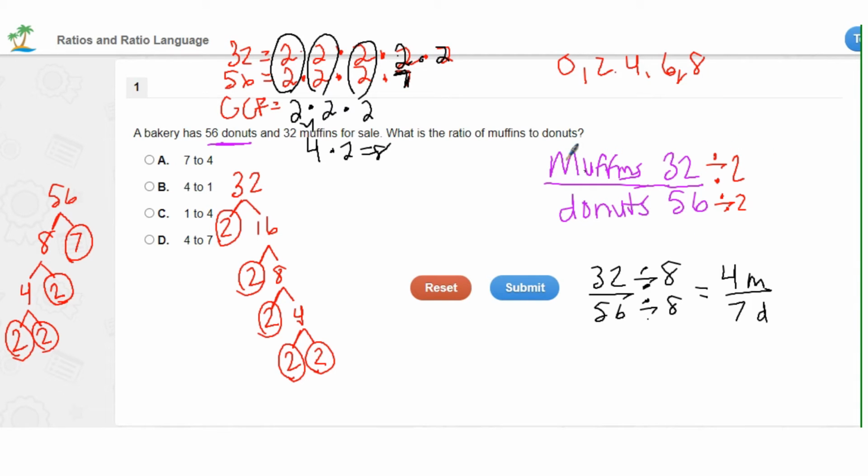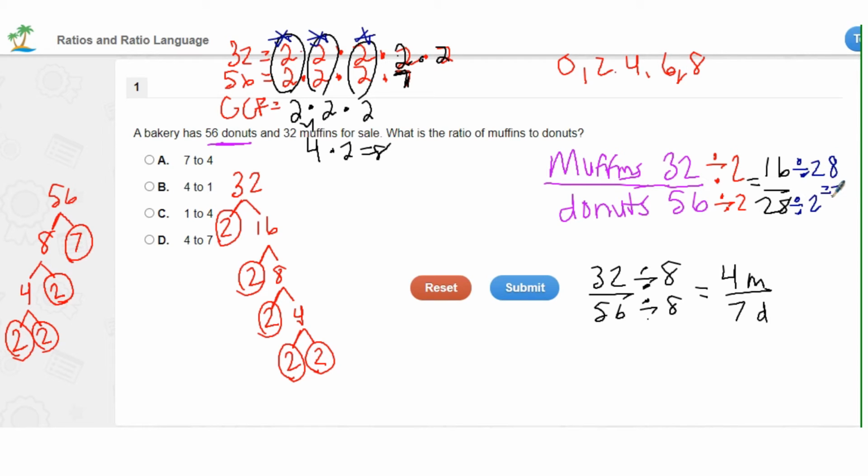But anyway, let's say you don't remember prime factorization. You can keep dividing by 2. 32 divided by 2 is 16, so that'll be 16 for the numerator. And 56 divided by 2 is 28. Now, since these are still two even numbers, I need to keep simplifying, so you will divide by 2 again. Eventually, you have to divide by 2 three times. So you divide by 2 again. 16 divided by 2 is 8, and 28 divided by 2 is 14.